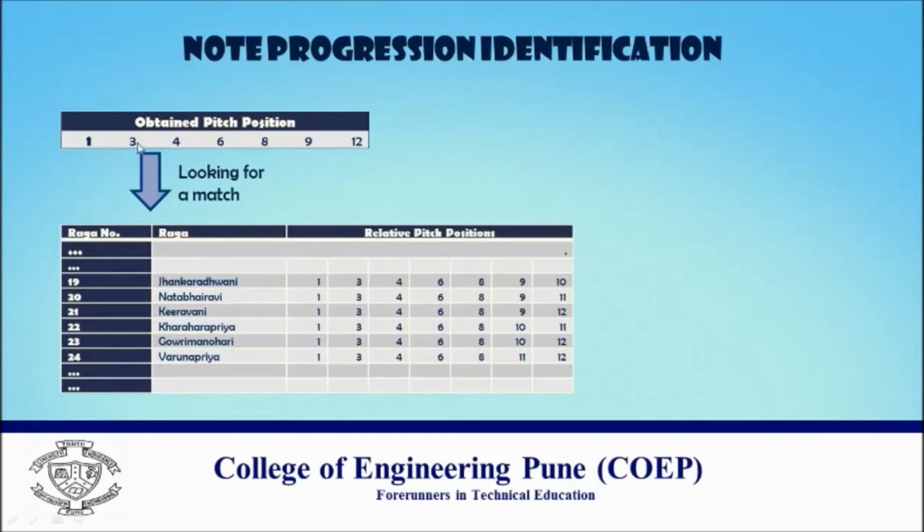So we have a vector containing 1, 3, 4, 6, 8, 9 and 12. On searching the list, we find a match corresponding to Raga 21, which is Keeravani. So when a match is found, the Raga is identified. So this is how the Melakartha Ragas are identified in the music language model.